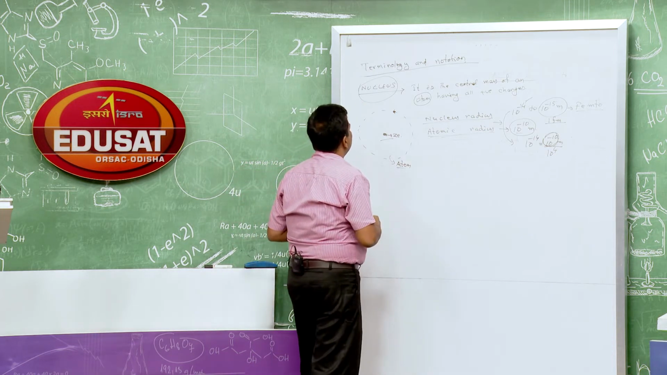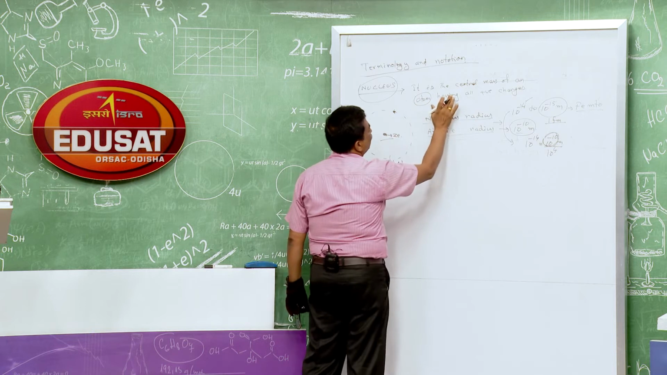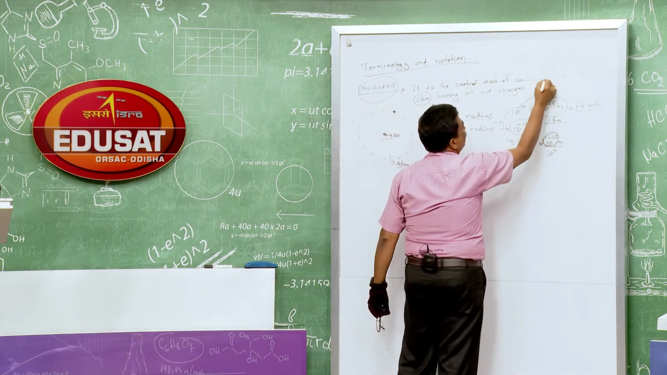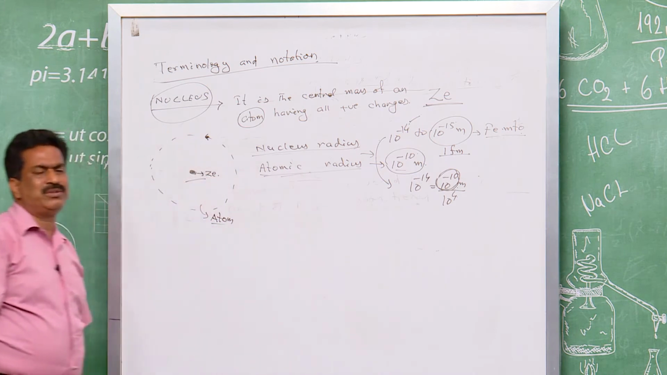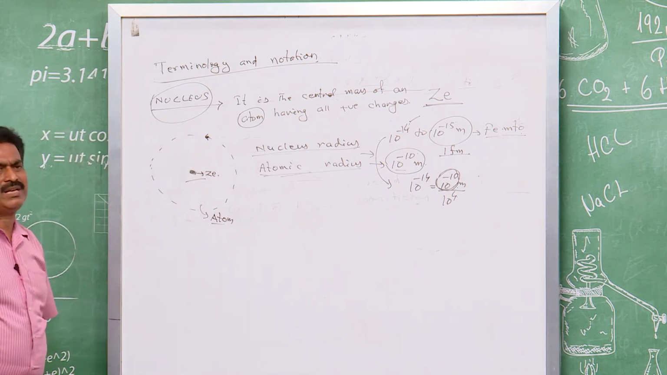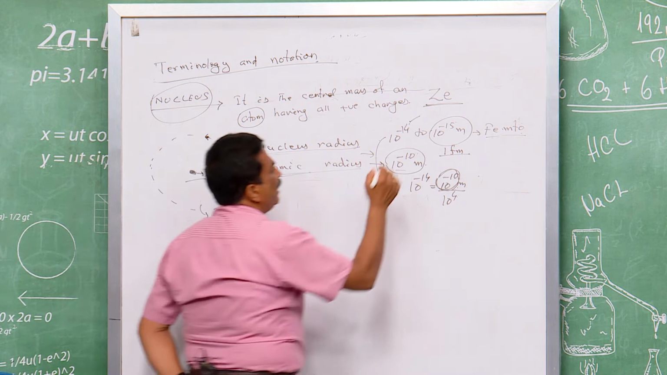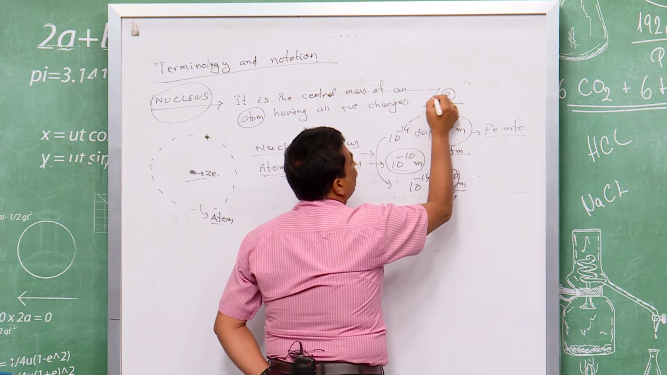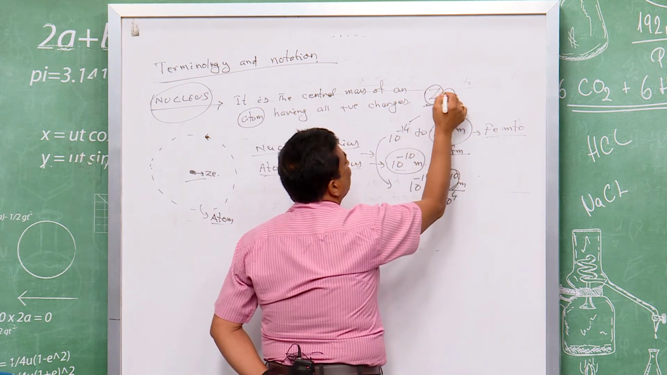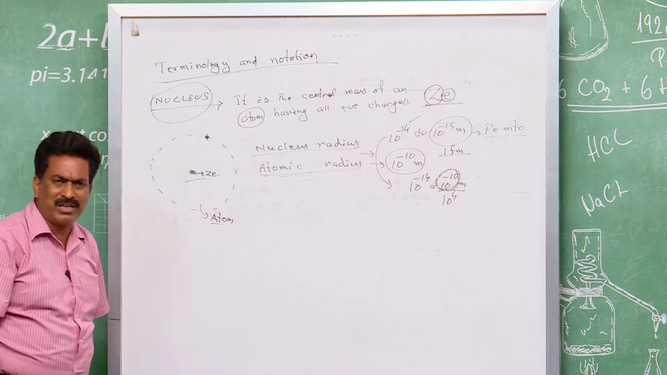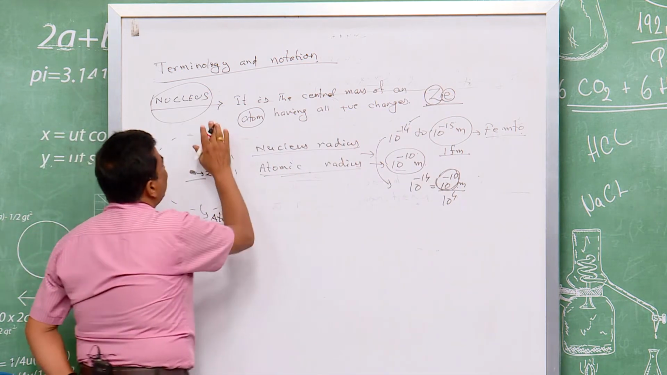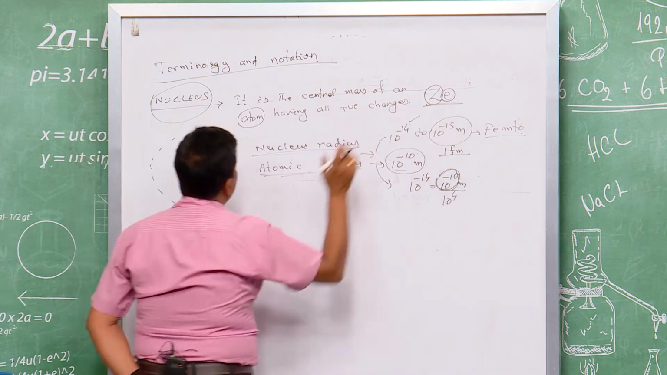We will discuss some terminology. The first one is the nucleus, which is written with the symbol Z e. If Z e is the notation, then that is the nucleus, where e is the charge of the electron, Z is the number of protons, and the protons' charge and the electrons' charge are the same in magnitude.